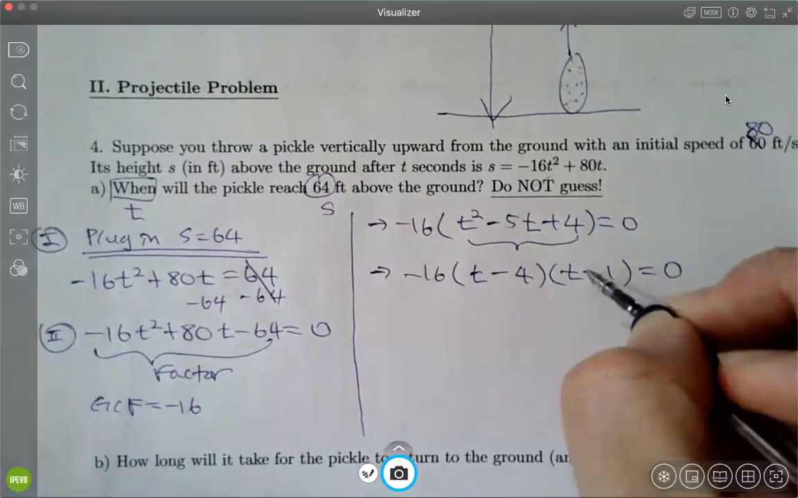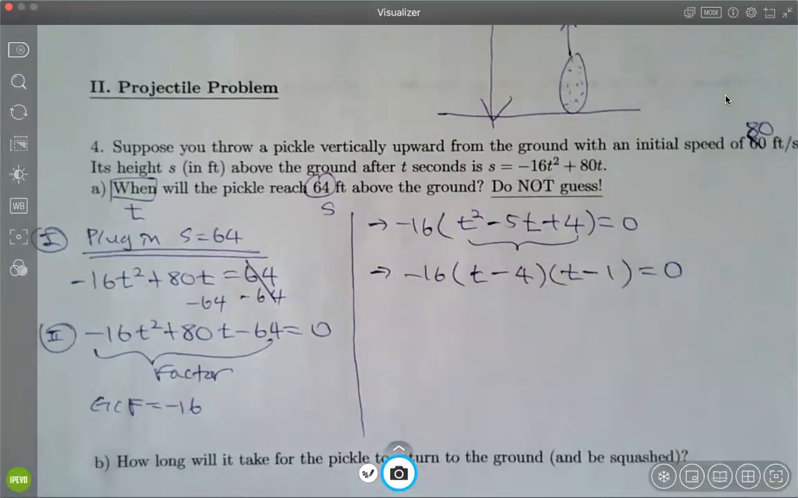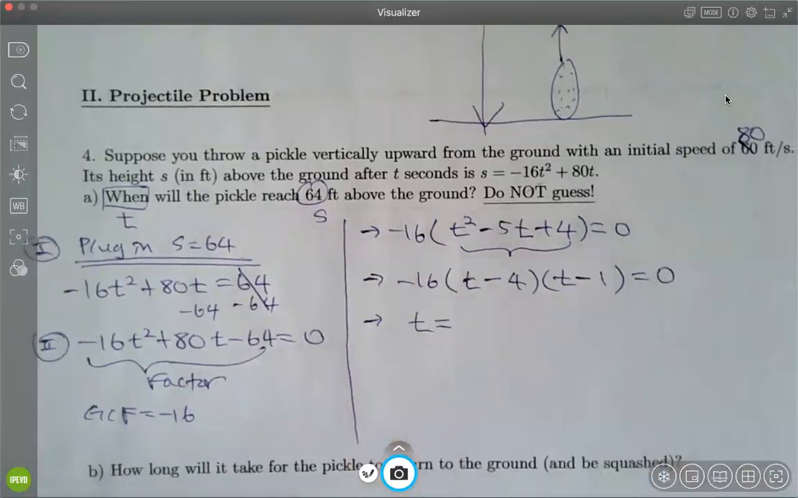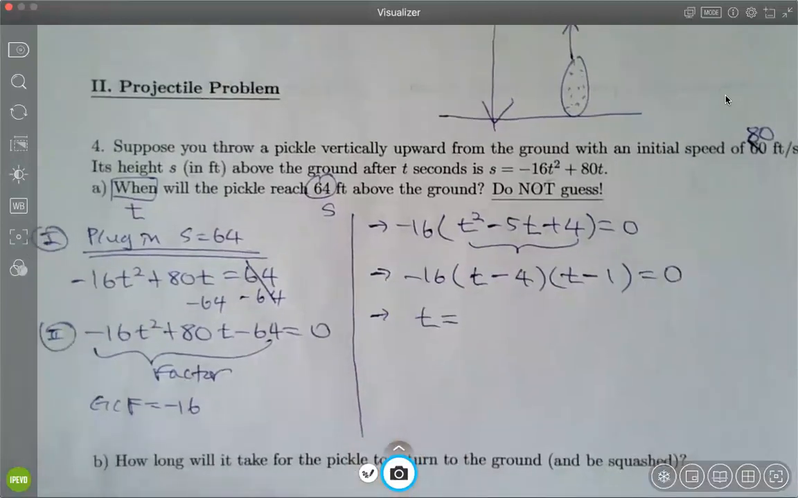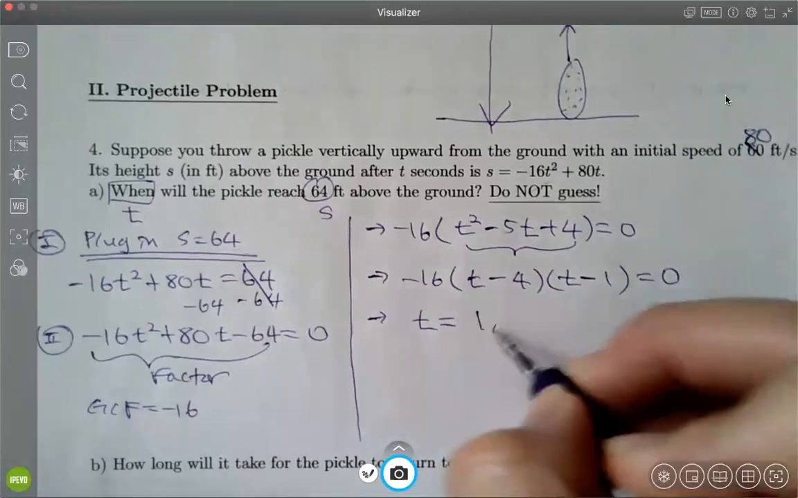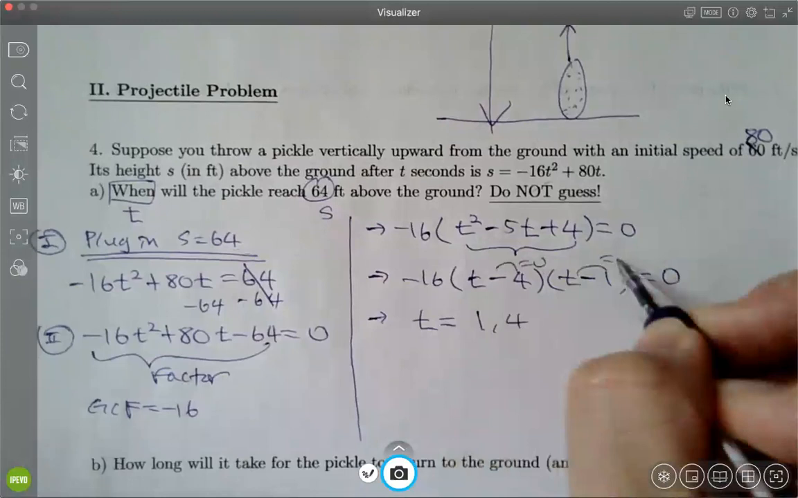So now from here, can you see the values of t? So t is equal to what? One and 4. From here. Now, do we also set that equal to 0?